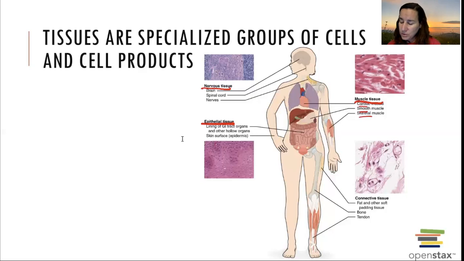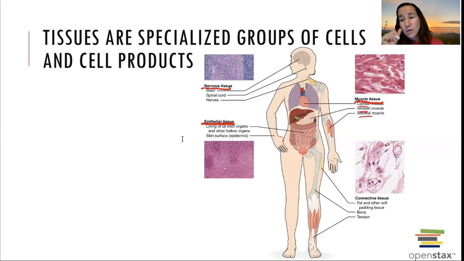What I want you to know, I've got tables in here that I've taken out of OpenStax and Pearson and made my own tables to give you this information, but I need you to know what the major function is of every system. If I asked you what the major function is of the digestive system, what would you tell me? Well, it's to break down your food, right?